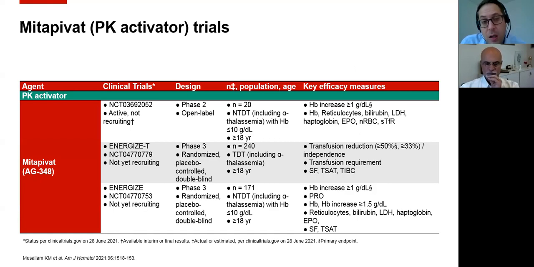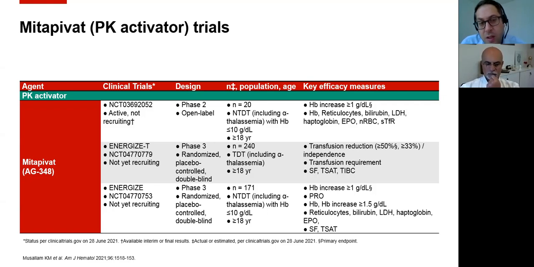But interestingly, the improvement in hemoglobin of 1 gram is also here as an endpoint, and the population of NTDT that's also being looked at in terms of eligibility are those with a hemoglobin of less than 10, and these are for the reasons that we mentioned earlier in the presentation in terms of how we see hemoglobin risk in these patients.